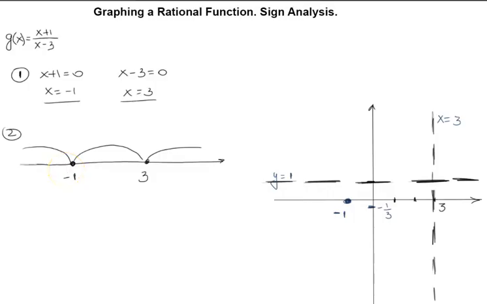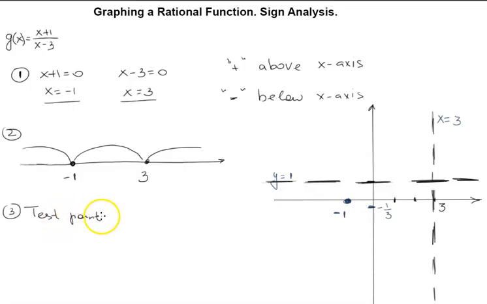What you'll need to find out is whether your function has a positive or negative sign on those intervals. If your function has a positive sign, then the graph will go above the x-axis. If your function has a negative sign, then the graph will go below the x-axis. To figure out the sign, I will use a test point for each interval.